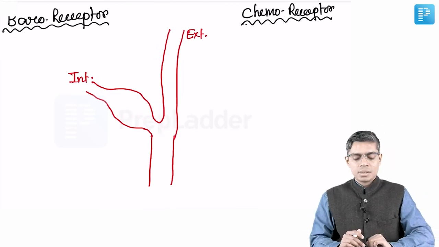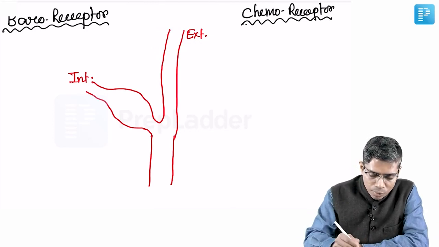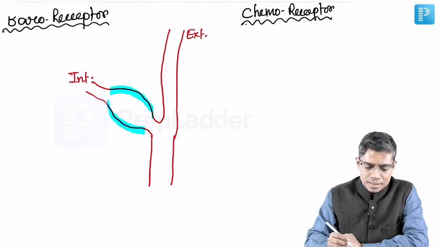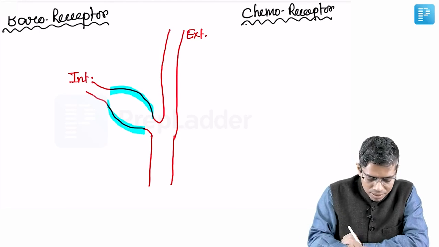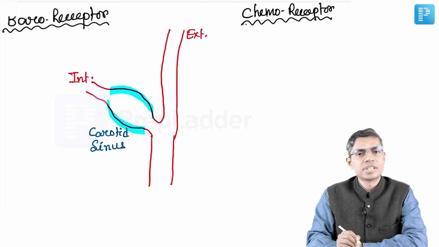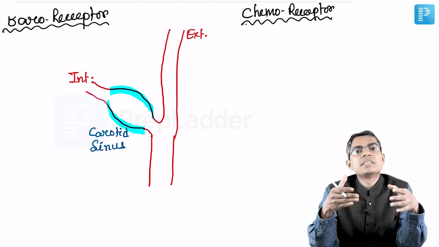Okay. Now I can find out that the internal carotid artery, at the point of its origin, has a little dilated portion. This dilated portion is known as sinus. Okay, this is known as carotid sinus. Right. So carotid sinus is nothing but a little dilated portion of the internal carotid artery.